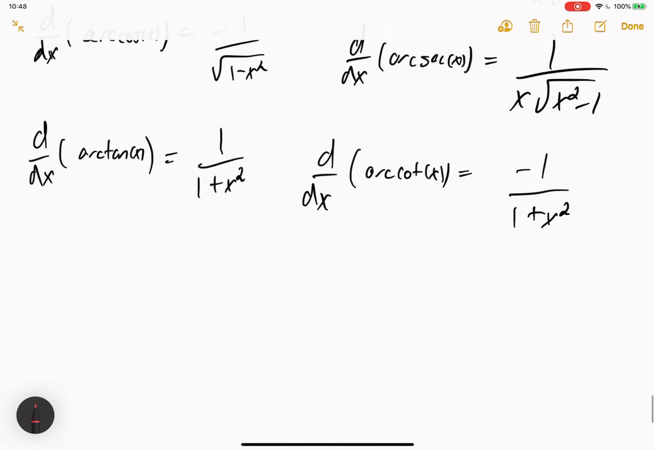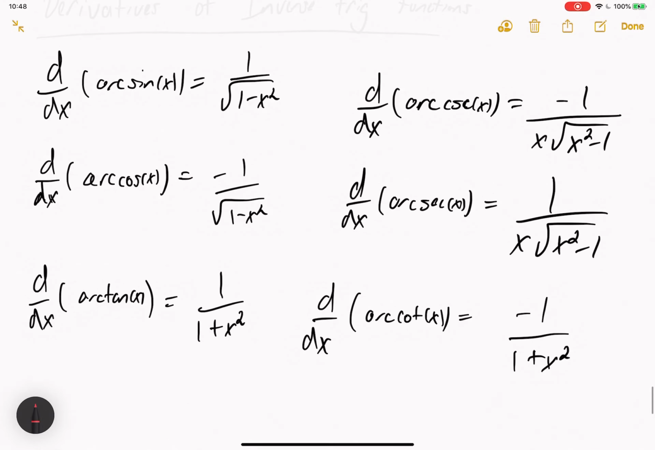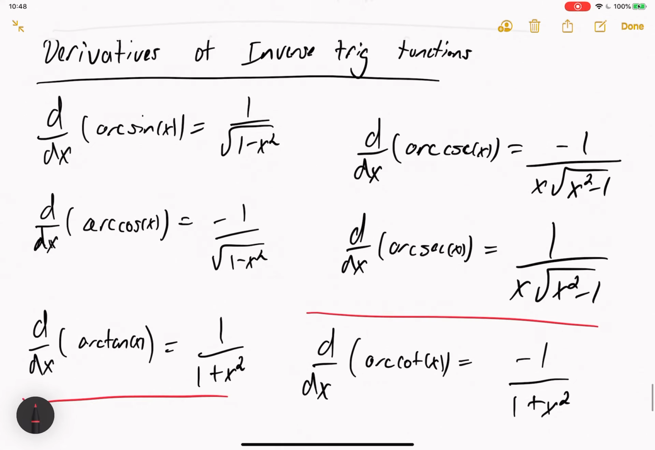And again, for the last section, see if you could verify this one, or here, and then maybe this one. If you can verify those, then that'd be pretty awesome. And if you can do those, then I feel like you would have a really good understanding of some of these derivatives.